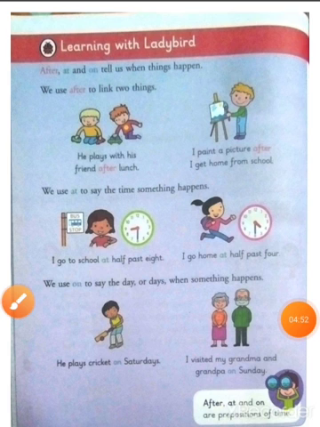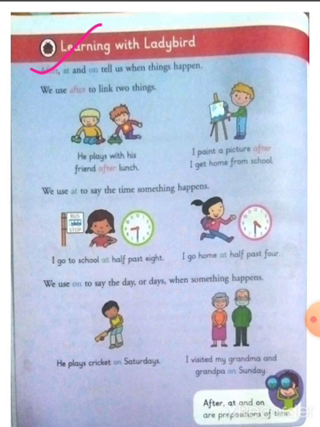Now, next page, learning with Ladybird. So after, at, and on tell us when things happen. So we use after to link two things, like he plays with his friend after lunch. I paint a picture after I get home from school.